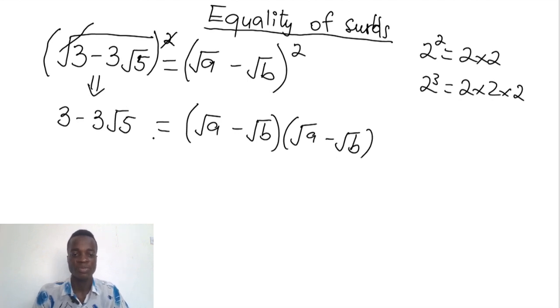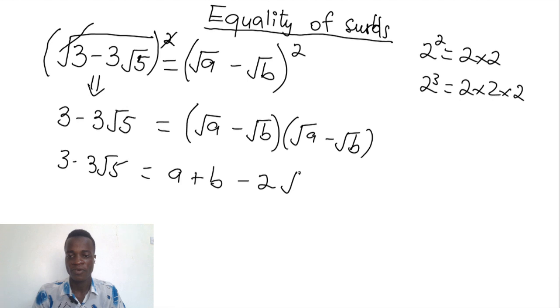Yes. So then you do expansion. We did expansion in the multiplication video. Kindly look through that, how we did the expansion. And then when you do the expansion, you will finally have a plus b minus 2 square root of ab. This is what we will get at the end of the day.